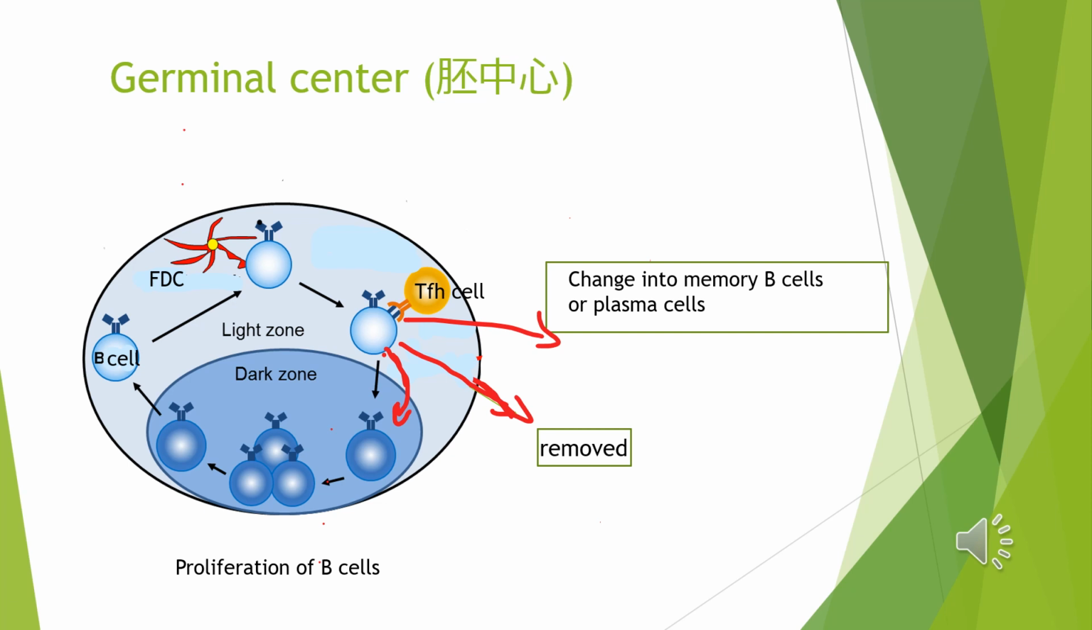Then they move to the light zone, and they are selected by TFH with follicle dendritic cells. After that, the B cells have three ways: leave the germinal center as memory B cells and plasma cells, or removed by macrophage, or return to the dark zone.